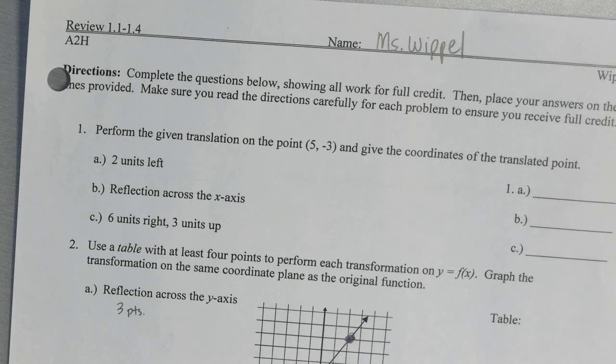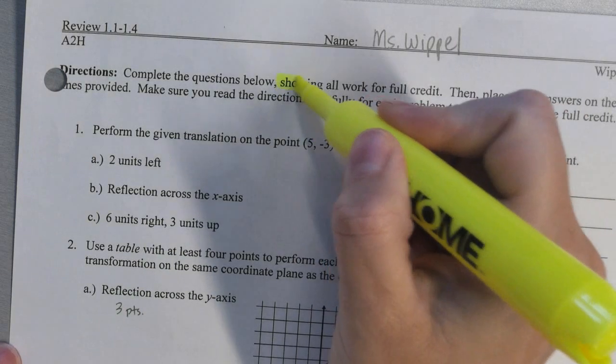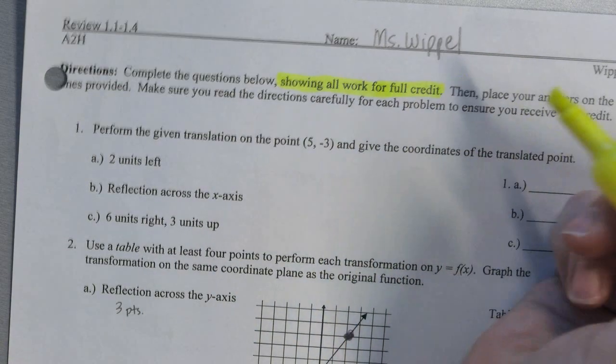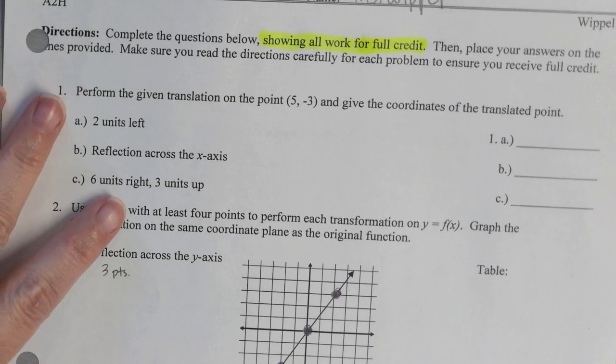Going to start with number 1. So perform the given translation on the point 5, negative 3. Give the coordinates of the translated point. Make sure that you are showing your work for full credit. That was in your directions. And that you're reading your directions carefully.